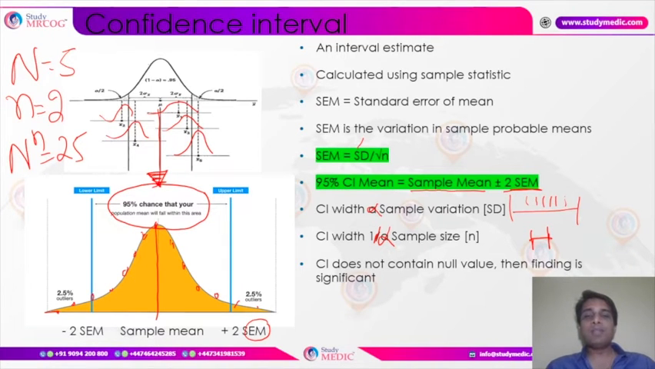If the confidence interval does not include the null value, then the finding is significant. For example, the null value for the mean difference is 0, and if the confidence interval for the mean difference does not include the null value, then it is significant. The distance between the lower limit of the confidence interval and the null value estimates the effect size.